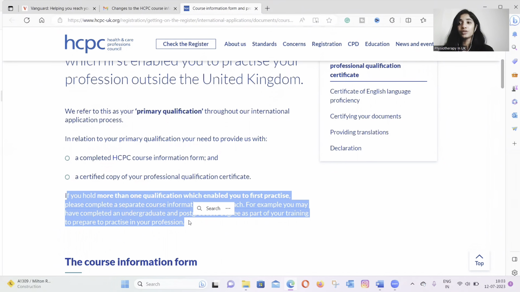Now, again, what you need to remember is that if you hold more than one qualification which has enabled you to first practice, please complete a separate course information form for each degree. So, for example, if you've completed your bachelor's and your master's in physiotherapy, you will need to provide a course information form for both your bachelor's and your master's. So be mindful of this, guys, before you submit, that you will need a course information form for every degree that you've submitted in relation to your application.